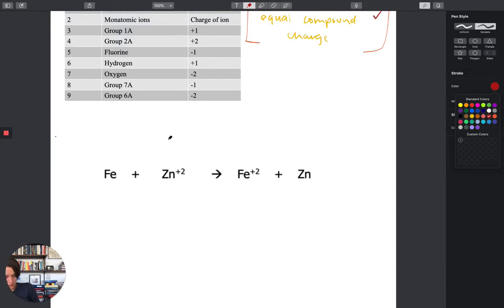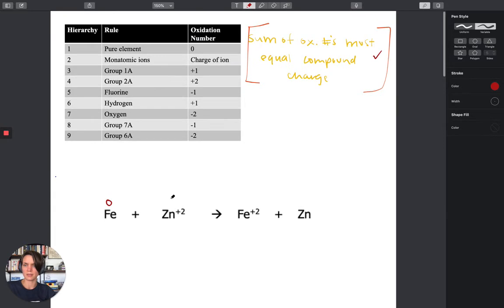Okay, so we have iron here and it's by itself. So what rule do we have to follow? Oh, let me roll this up. It's going to be rule number 1. It is a pure element. It is by itself. So it has an oxidation number of 0. And I like to just go reactant, reactant, product, product. So zinc has a charge of positive 2. So its oxidation number is going to be positive 2. This should say 2 plus. It's a little annoying, but that's okay.